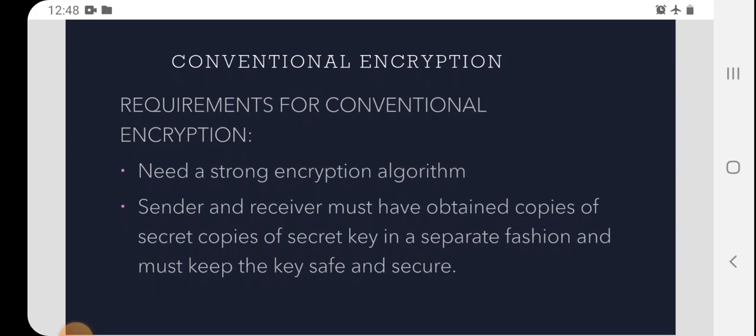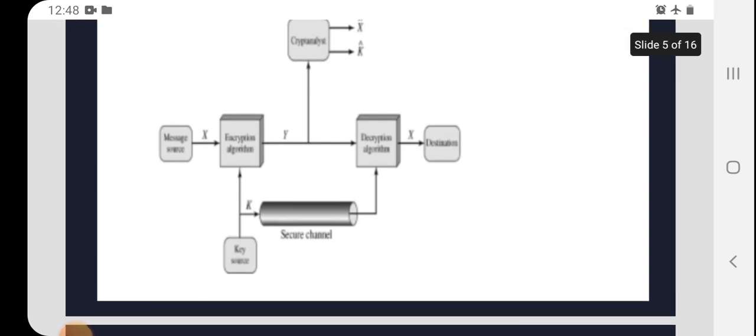So for conventional encryption, what are the requirements? We require a strong encryption algorithm, just like how we create a password. It should be strong enough so that no one will be able to break it. But even so, there are intellectual people who are able to break our passwords. So the encryption algorithm should be a strong one. Sender and receiver must have obtained copies of the secret key, and it should be kept in a safe and secure manner.